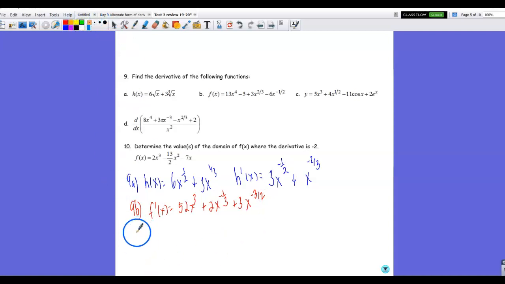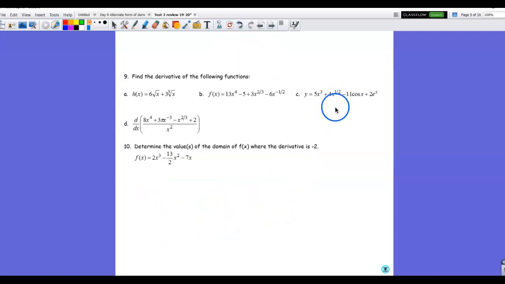Letter C, that's in power function form, each term, so the derivative is 15x squared for the first term. Second term, half of 4 is 2. Decrease the power by 1, goes to negative 1/2. The derivative of cosine is negative sine, so the negative times a negative makes a positive, and the derivative of e to the x is e to the x.